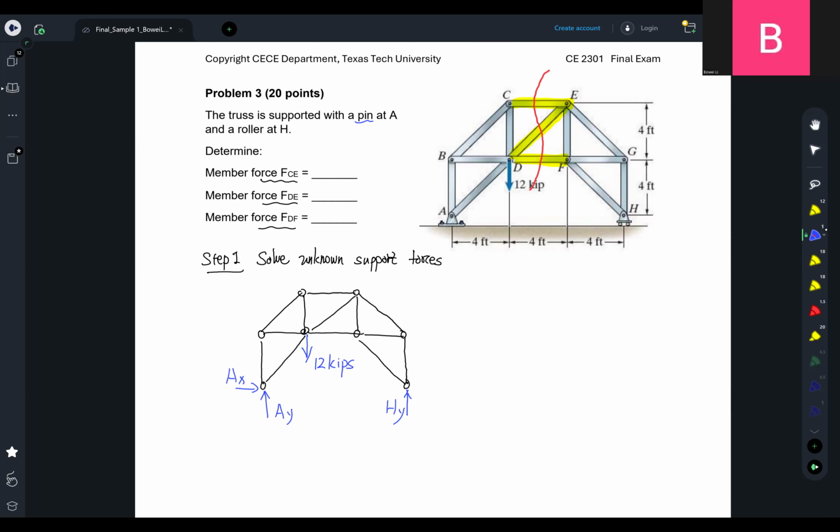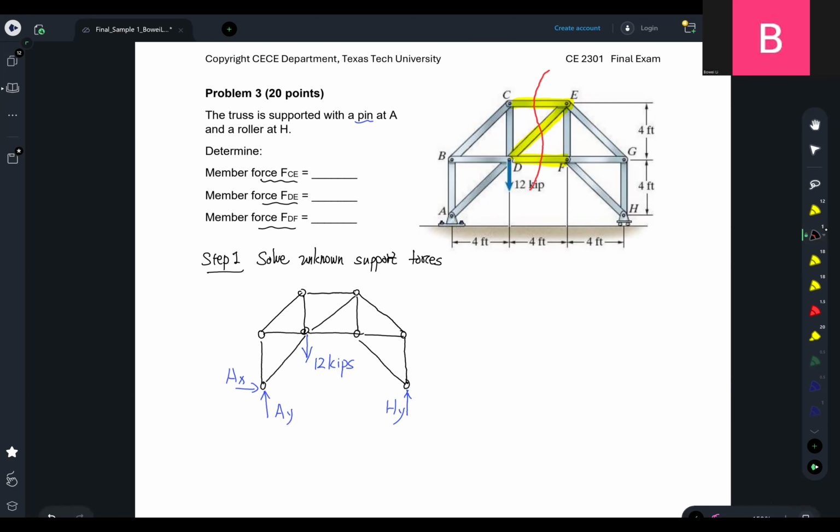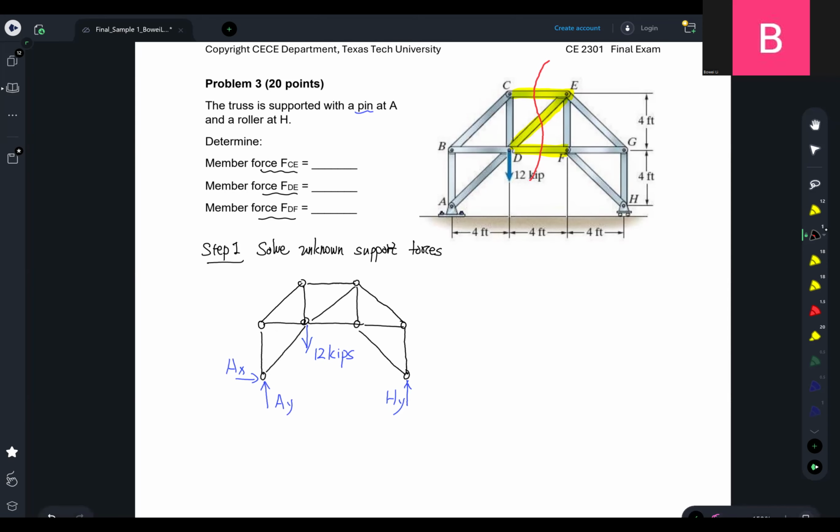The external force here is 12 kips. Now we're going to establish the equations for the structure. How many equations do we have available? Since this structure is a general rigid body, we have three equations. First, the summation of forces along the x direction equals 0. What do we have along the x direction? We only have AX, so AX equals 0.